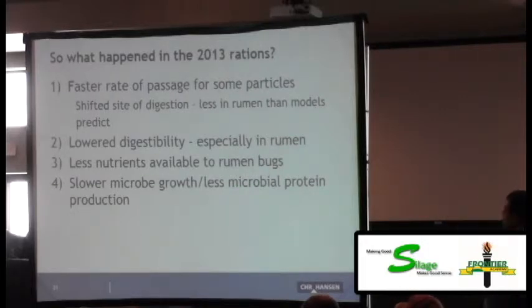It also meant that the rumen bugs, who we were relying on to do a lot of our digestion, especially with our fiber and some of our proteins, had fewer nutrients available to them, and they didn't grow as fast because we were starving them a little bit, particularly of energy.